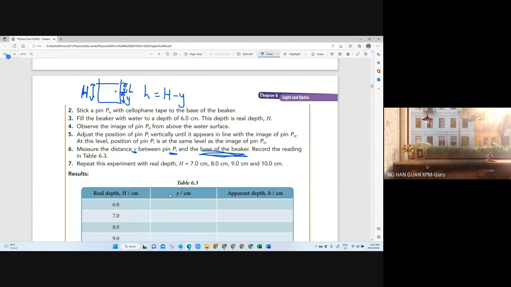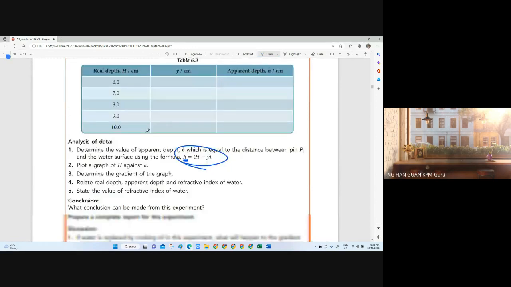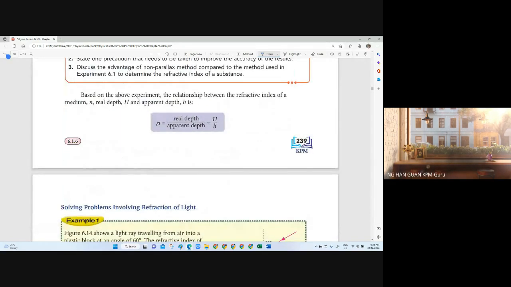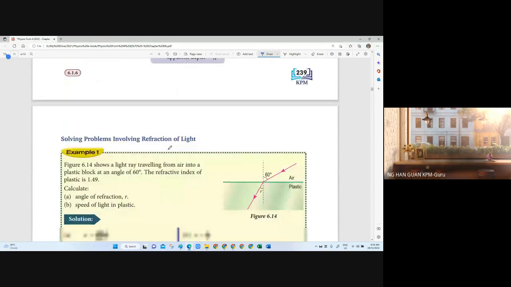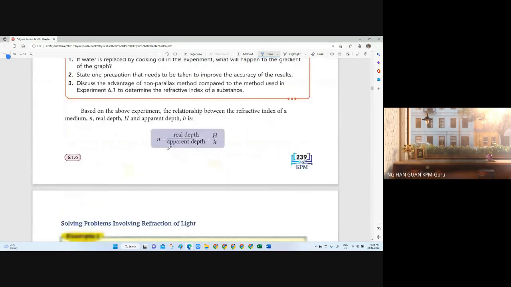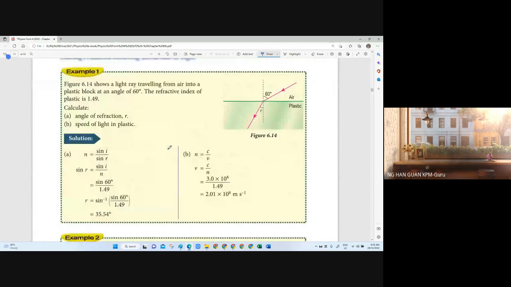This is one of the questions they usually design for SPM. So you have to remember that when we talk about depth, it means from the surface of the water down, not from the bottom up. All right, so take notes about this. There's another formula we can use to determine the refractive index. All right, that's all for 6.1.